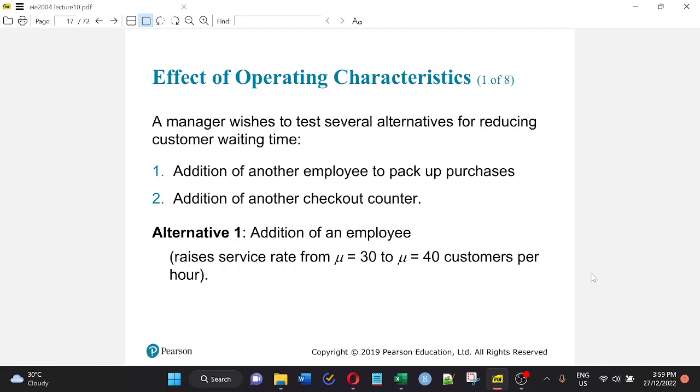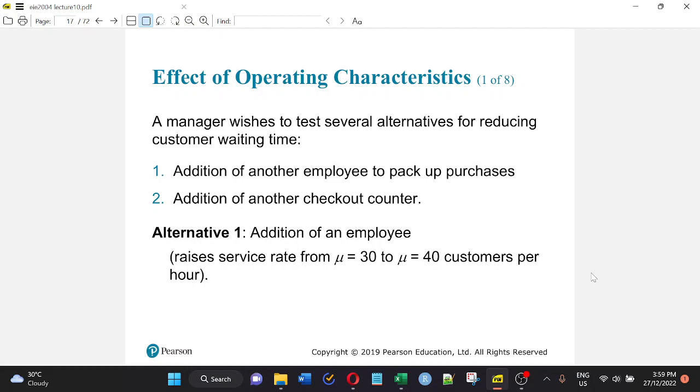So a manager wishes to test several alternatives for reducing customers' waiting time. Maybe they think that 10 minutes spent in the system and 8 minutes spent in the queue is very long, so they want to do something. But doing something and increasing the service will add to the cost. So they are thinking whether or not they want to pursue these alternative plans.